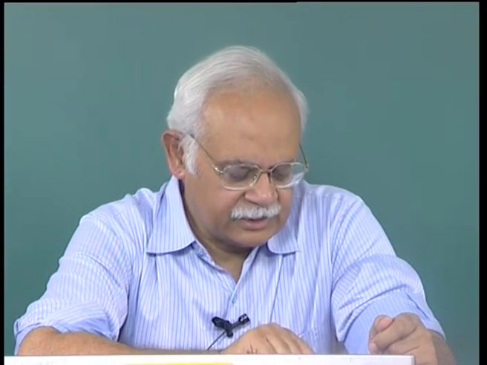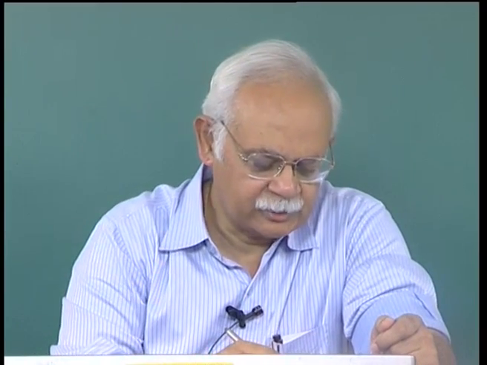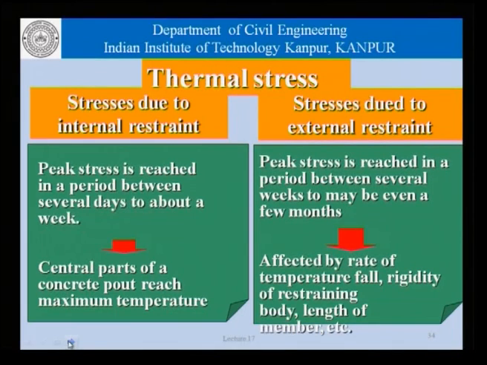With this, we come to an end of one part of our discussion. Now, the second part of the discussion today deals with the concept of thermal stresses due to internal restraint and external restraint. In the case of internal restraint, we are bothered about peak stresses being reached in a period between several days to about a week, and the central part of concrete pour reaching a maximum temperature, and the temperature difference being between the core of the concrete and the surface.